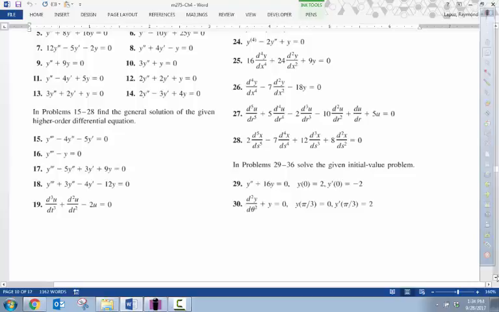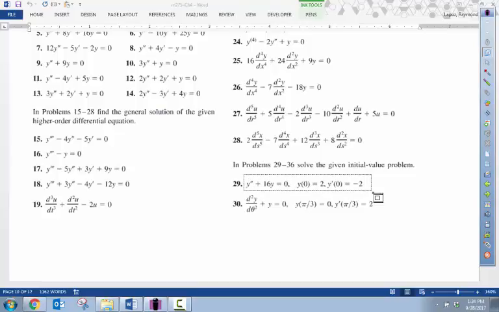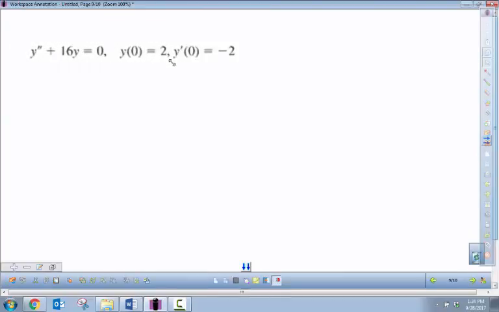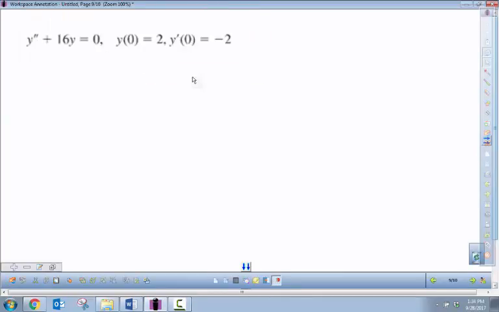an IVP, initial value problem. So let's do one of these guys, number 29 or 30. You better enjoy these quarter-page problems, because when we get to chapter 6, phew, each problem will be 2 pages long. Anyways, so let's do this.